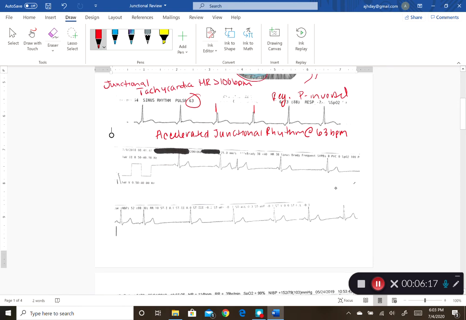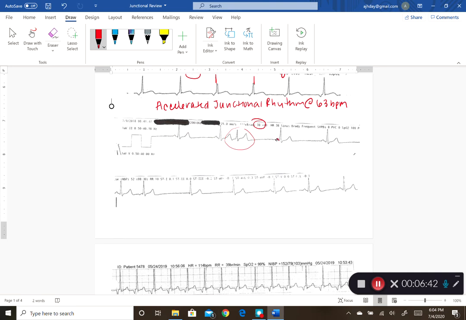All right, let's take a look at this next rhythm. It looks like I do have a heart rate. My heart rate is only 38 beats per minute, which is pretty low. Looking at my rhythm, it looks regular until I get to this guy, and then everything else seems to march out regular. So it looks like I have an underlying rhythm here, and let's just take a look at that underlying rhythm.